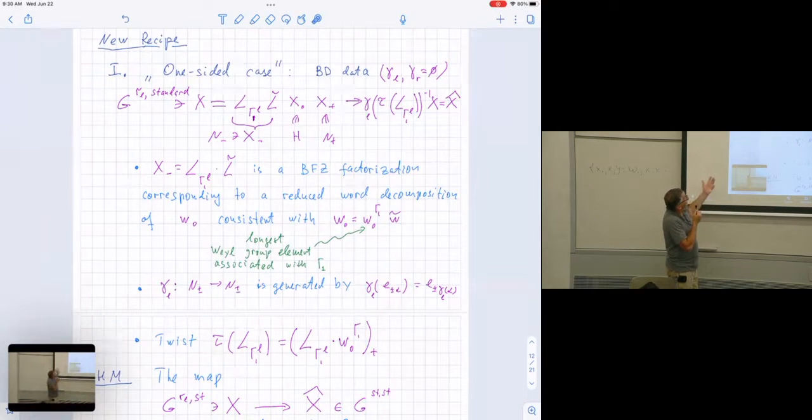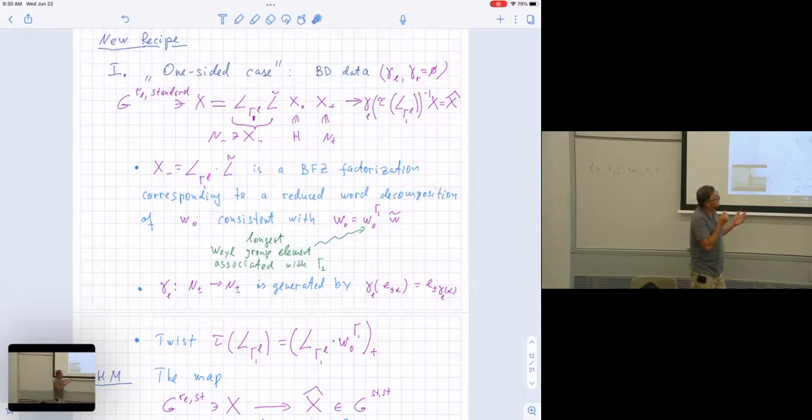I take my element X of my group and consider the usual Gauss factorization: lower triangular, diagonal, upper triangular. But then I will additionally factorize the lower triangular part. How can we do this? There is this Bernstein-Fomin-Zelevinsky factorization, which respects reduced word decomposition of the longest element of the Weyl group, and we have control over the choice of this reduced decomposition, so we can do it in the following way.